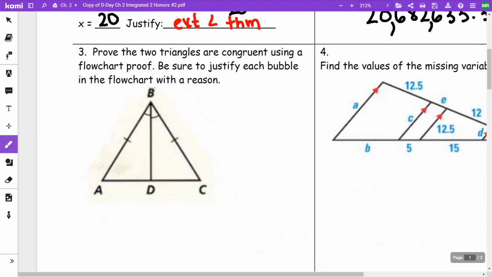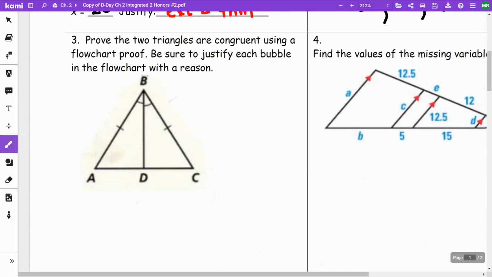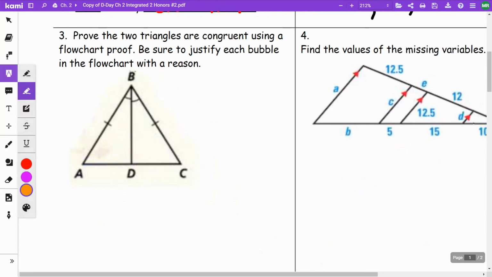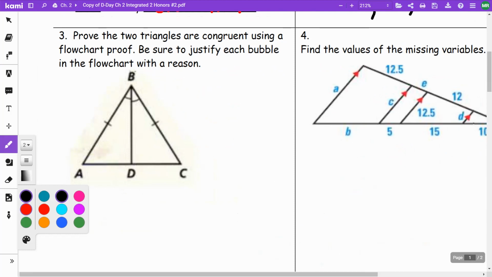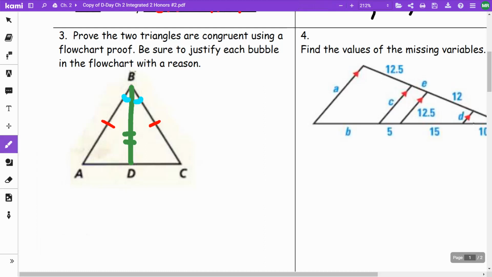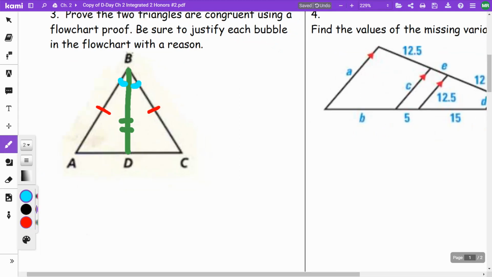On number 3, we're going to do a flowchart proof, proving whether these triangles are congruent. So first thing I notice is that AB is going to be congruent to AC, so we know that. I also know that BD is going to be in both triangles. And then they gave us that this angle here is going to be the same as this angle here. So for this, I'm going to say, yes, they are congruent. And I'm going to give the pieces.